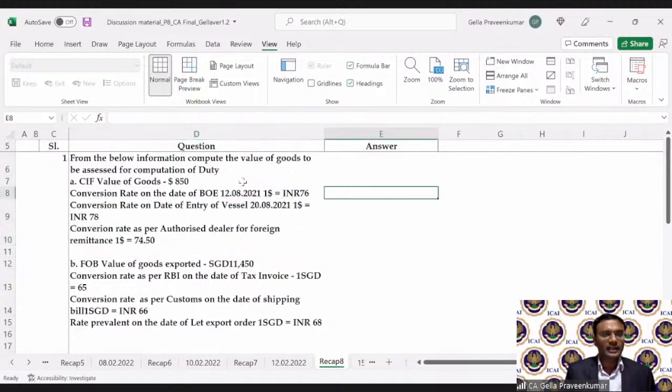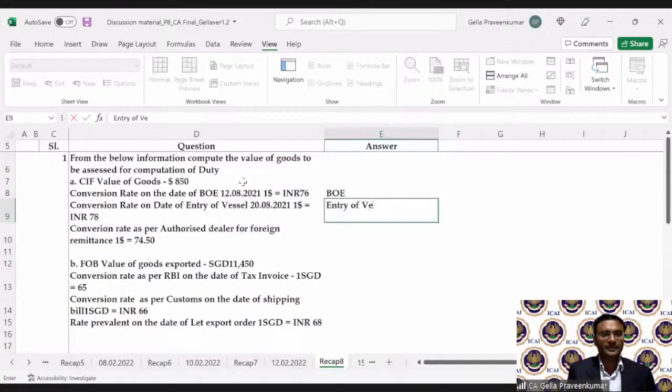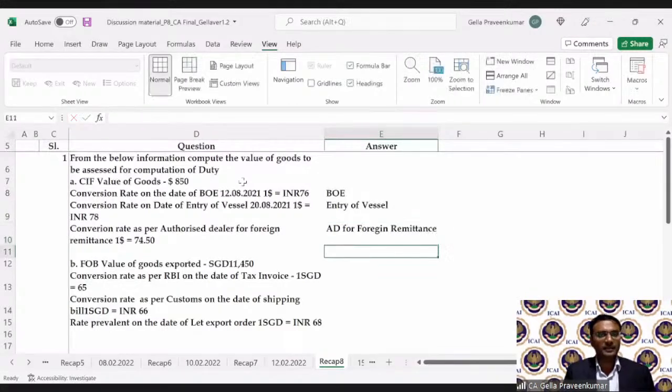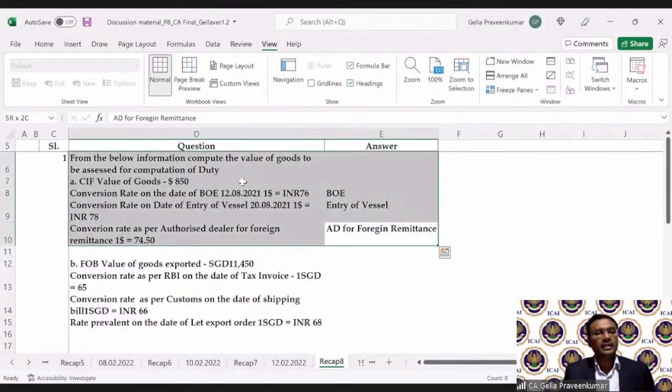One is given for bill of entry, second for entry of vessel, third for authorized dealer for foreign remittance. Now, the accountant has got three rates. The day he filed his bill of entry, that is 76 rupees per dollar. On the date of entry of vessel, $1 is equivalent to INR 78. And third, the day the importer has to remit to the foreign party, the conversion rate is 74.5.